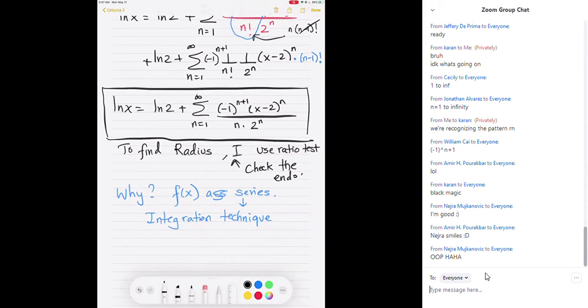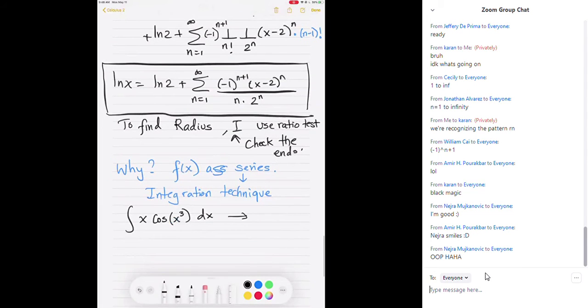So this is an integration technique. And how is that? So here's an integral problem. Integral x cosine of x cubed dx. I want you to know that you cannot do this. This is an indefinite integral.